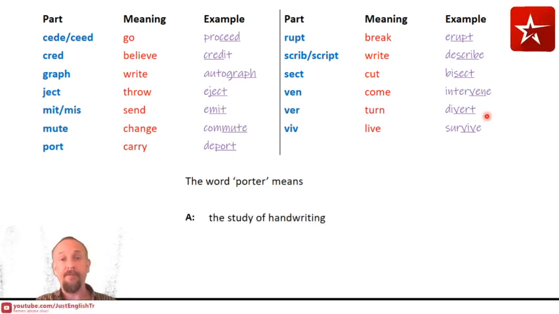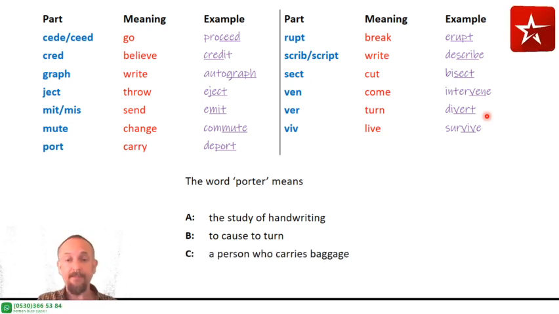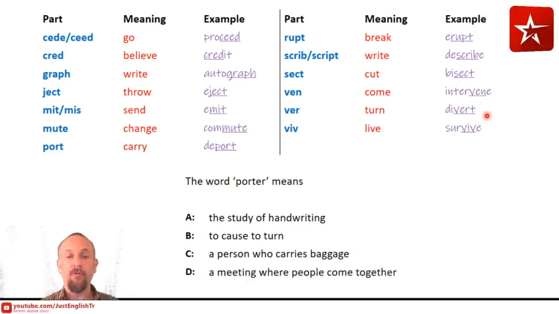So we've got A, the study of handwriting. B, to cause to turn. C, a person who carries baggage. Or D, a meeting where people come together. So what do you think, boys and girls? Is it A, B, C, or D? And Ecem's straight in there with C, a person who carries baggage. Muharrem, Jada, there you go.